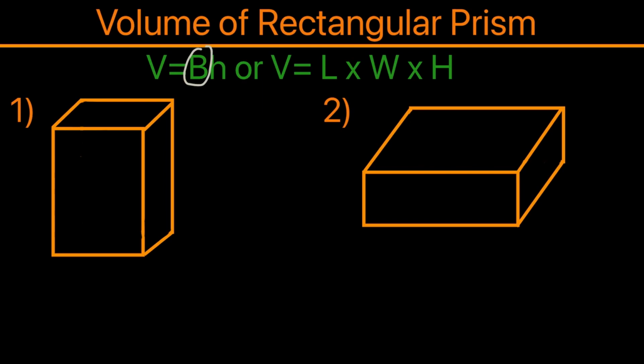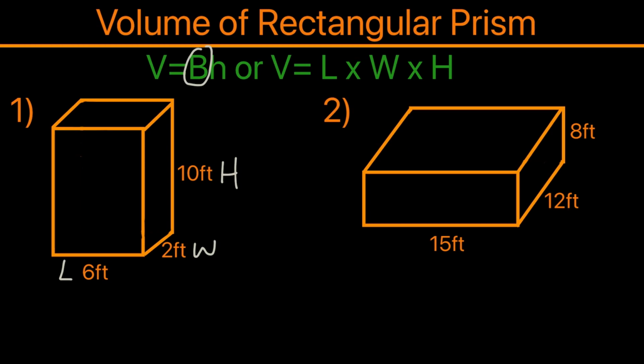So we'll go over the two examples below and we'll use both formulas to find the volume of the rectangular prism. For the first example, we have 6 feet as the length, we have 2 feet as the width, and 10 feet as the height.